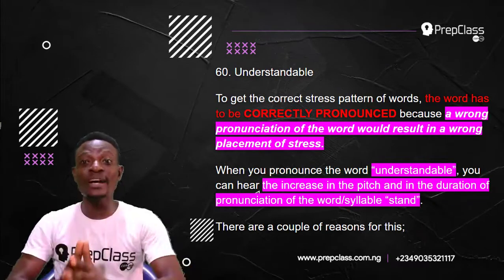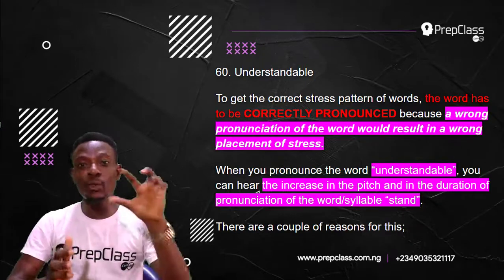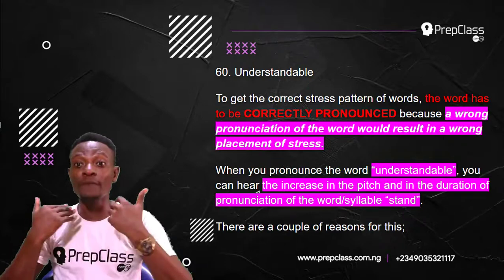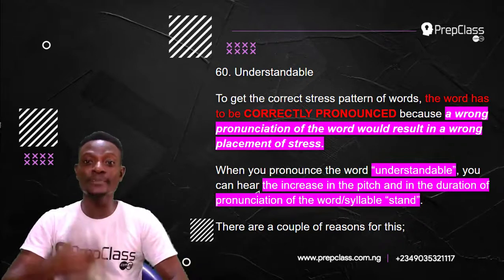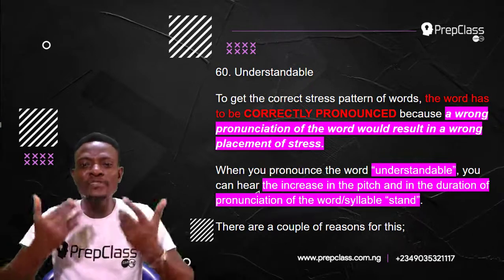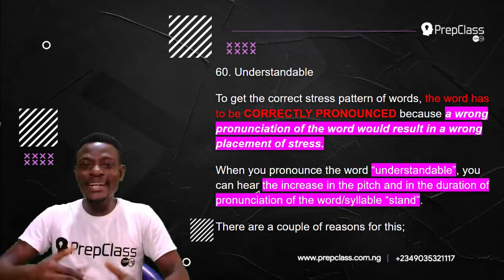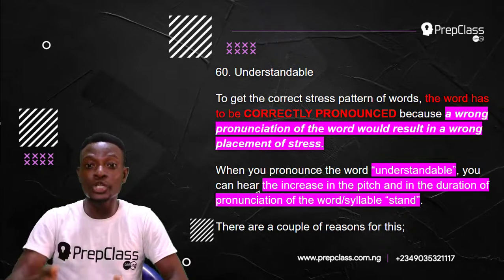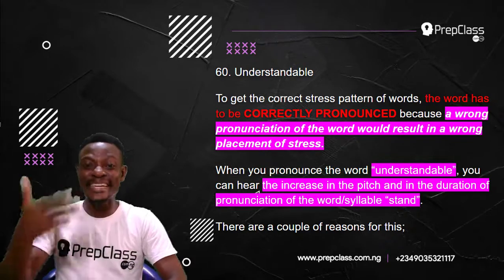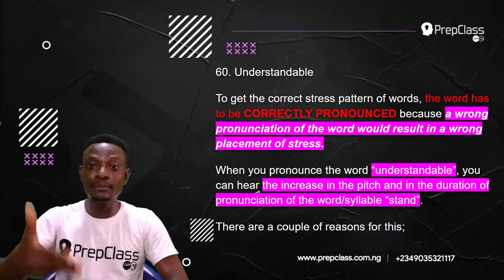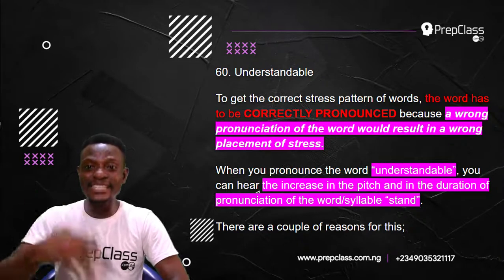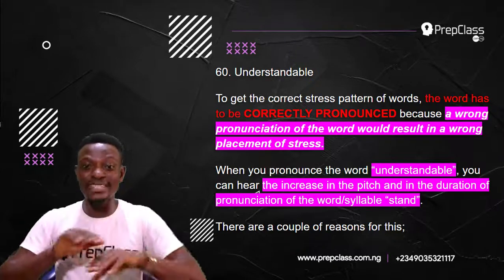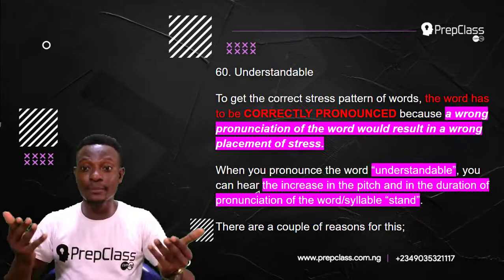To get the correct stress pattern of words, the word has to be correctly pronounced, because a wrong pronunciation of the word would result in a wrong placement of stress. So when you pronounce the word understandable, you can actually hear the increase in the pitch and in the duration of pronunciation of the syllable stand. Understandable. So when you get to where you have stand, you can see that the pitch of your voice increases and the duration of pronouncing that syllable takes longer than every other syllable.